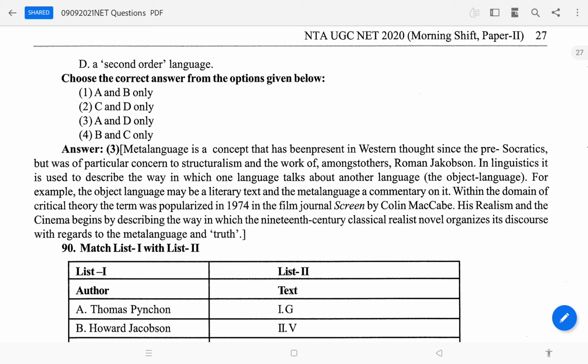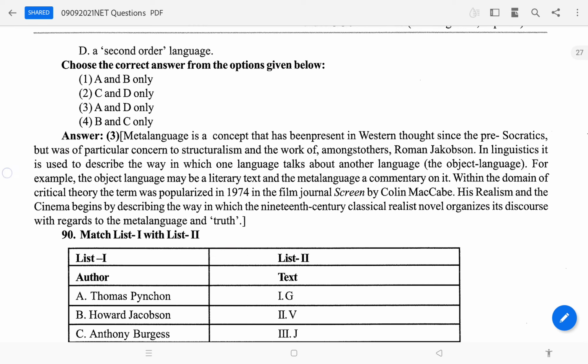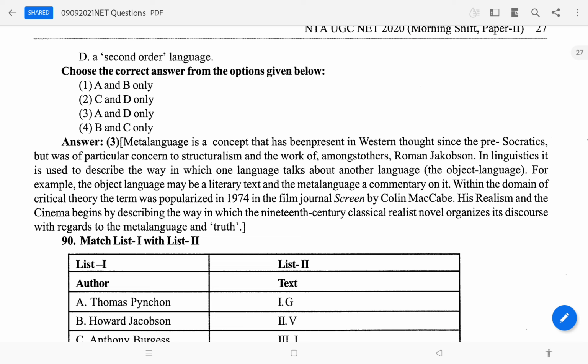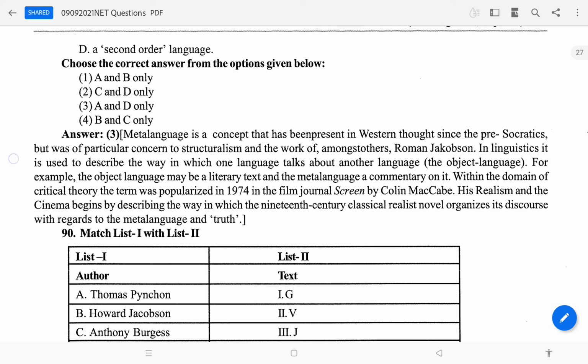Within the domain of critical theory, the term was popularized in 1974 in the film journal Screen by Colin MacCabe. The object language may be a literary text. Within the domain of critical theory, the term was popularized in 1974 in the film journal Screen by Colin MacCabe.